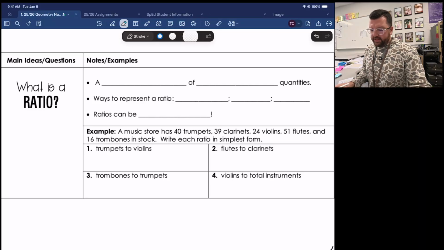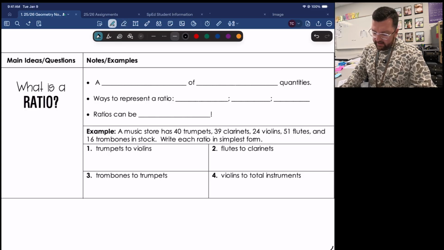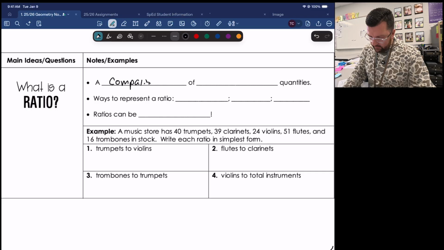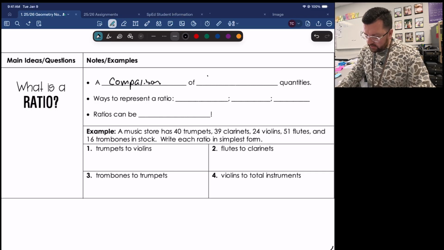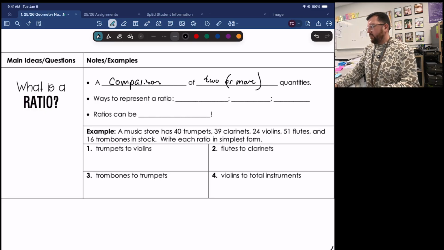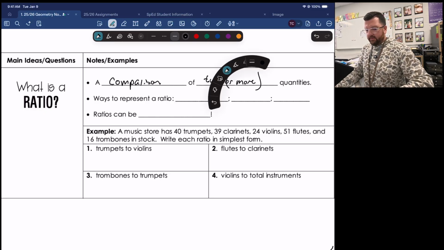What is a ratio? A ratio is a comparison of two or more quantities. Two or more quantities. And I'm going to do you a favor.